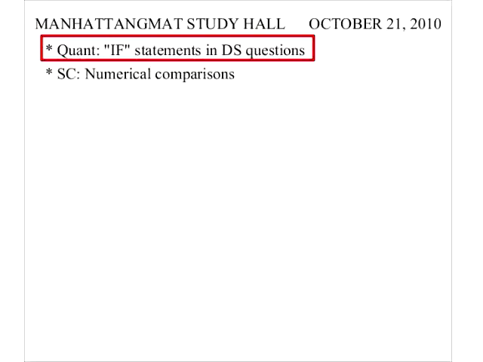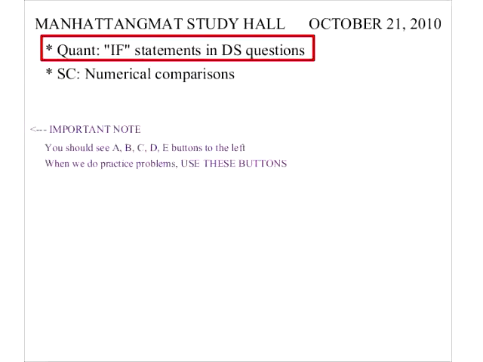So you should see some question and answer choices appear in your screen over there. Important note, there should be buttons over here on the left-hand side of your screen. You should see A, B, C, D, E. Buttons to the left. When we do practice problems, use these buttons. Do not enter your answer into the text box.